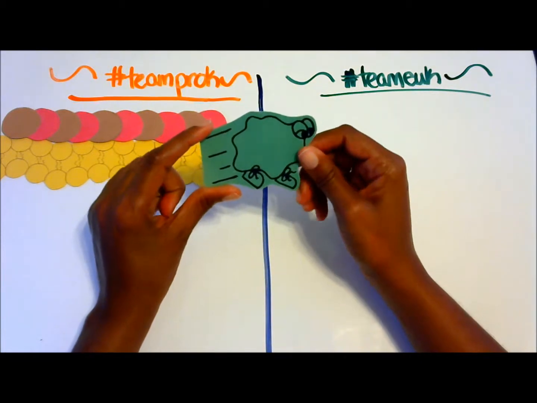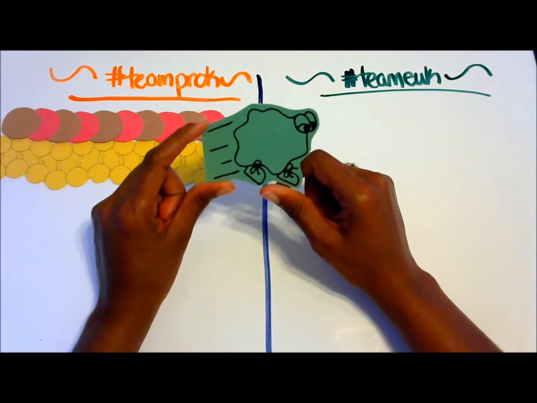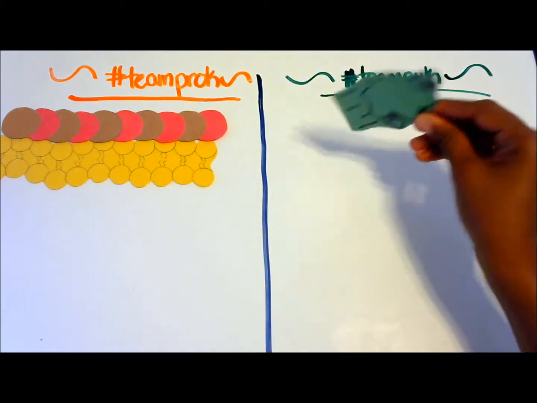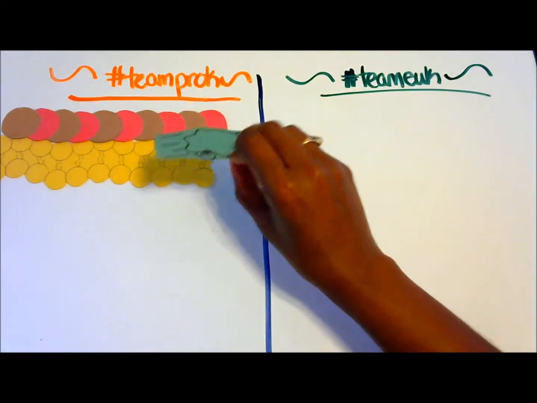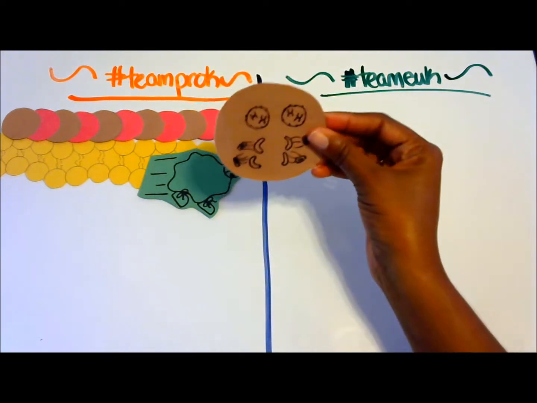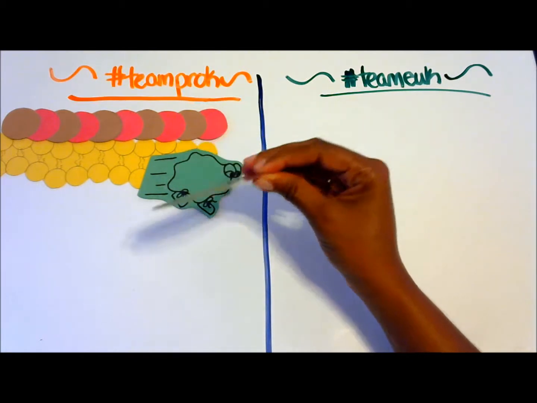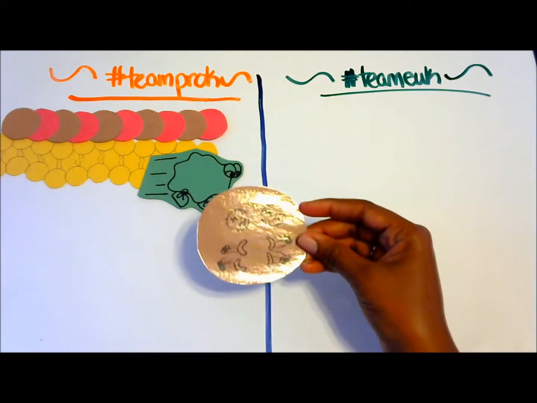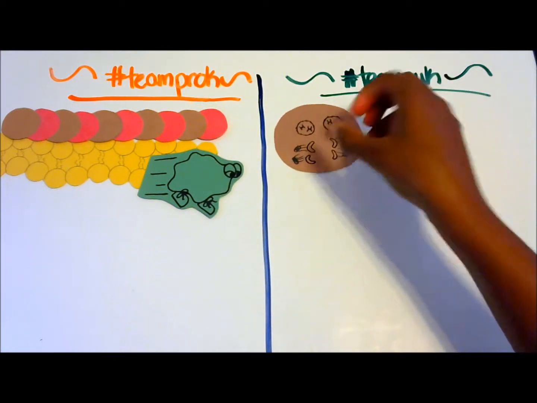Now this team has a singular circular DNA that is not enclosed in an organelle. Team eukaryote? Nope, it's team prokaryote. This team has a division of mitosis. Team prokaryote or team eukaryote? Which one do you think it is? If you said team eukaryote, you are right.